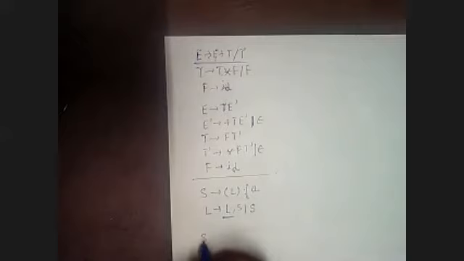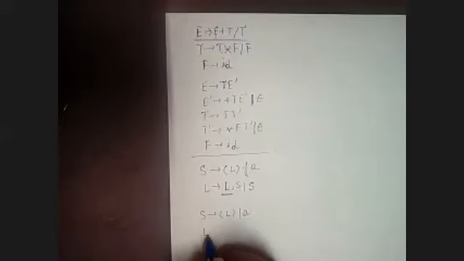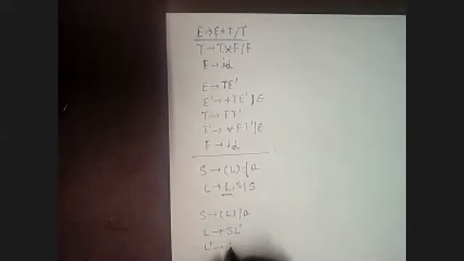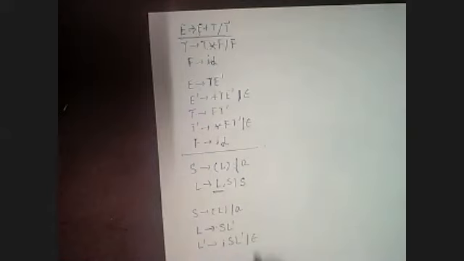So in the solution part, the first part we write as it is. And now in the second part, L dash tends to, we converted this part, so S L dash. Now L dash tends to comma S and L dash, and epsilon. This is the complete answer for this particular problem.